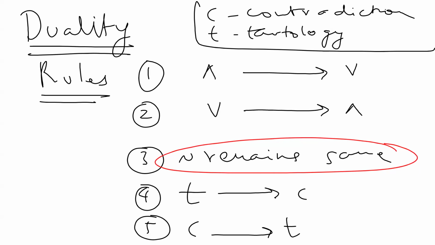And T is tautology. Contradiction is a false statement. Tautology is a true statement.